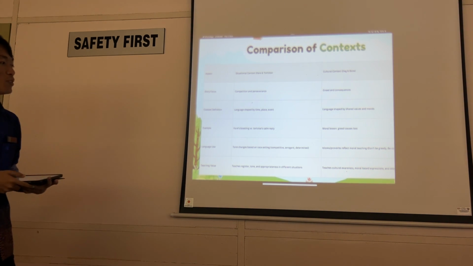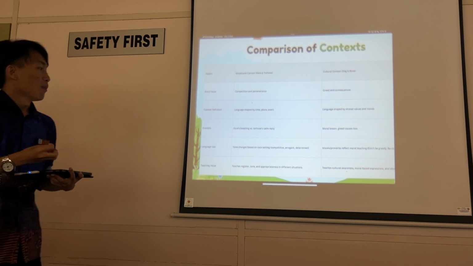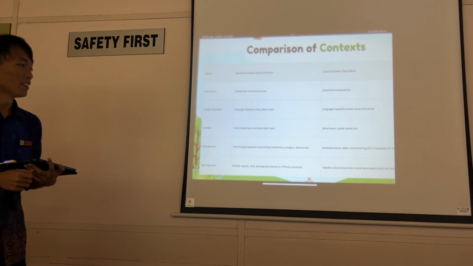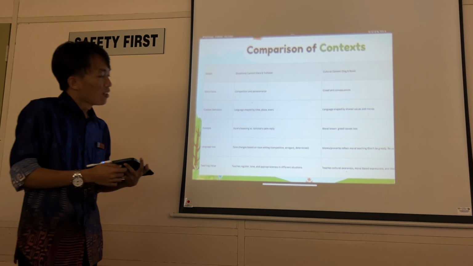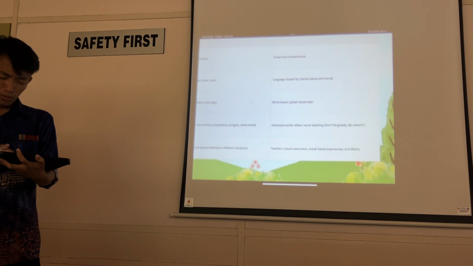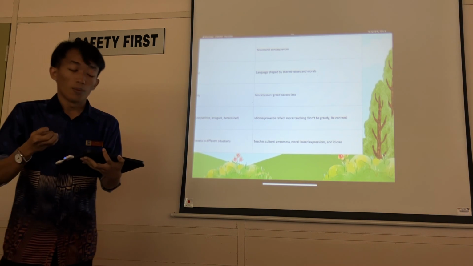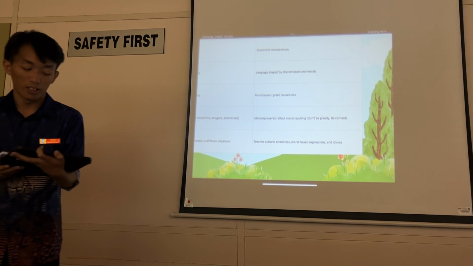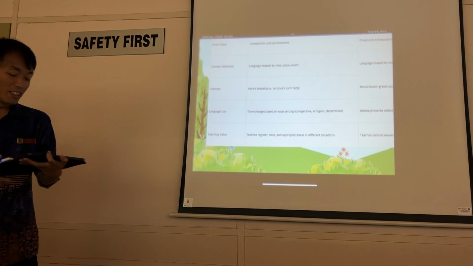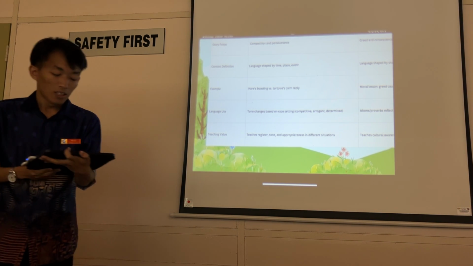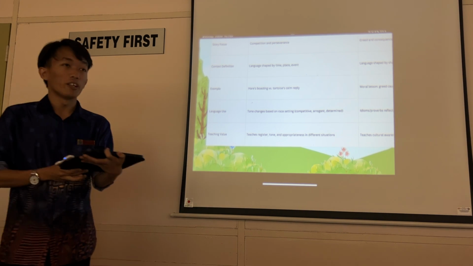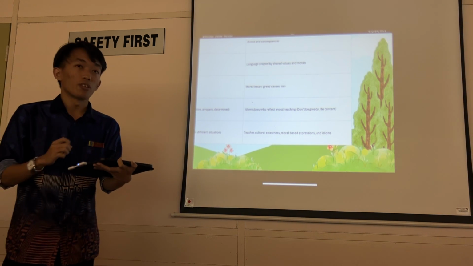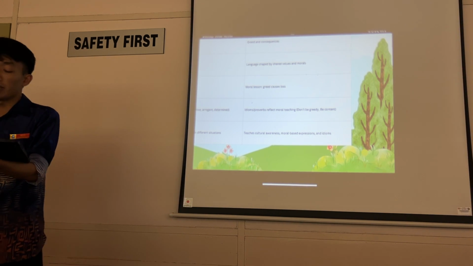And the language used for the first story, the tone changed based on the race setting, which is competitive, arrogant, and determined. So for the second story, we have idioms or proverbs that reflect moral teaching. So for this story, we have don't be greedy and also be content. And the teaching value for the first story, it teaches register, tone, and appropriateness in different situations. For the second story, it teaches cultural awareness and also moral-based expressions and idioms.